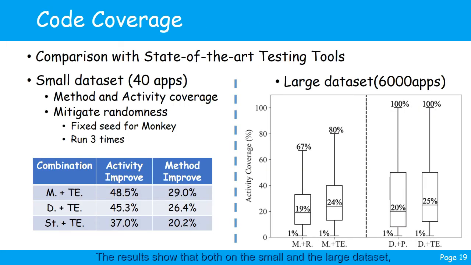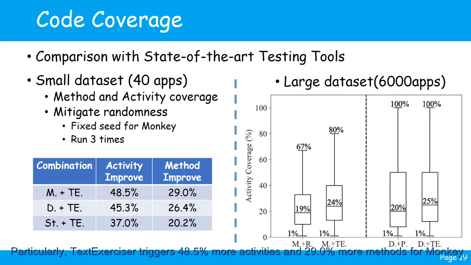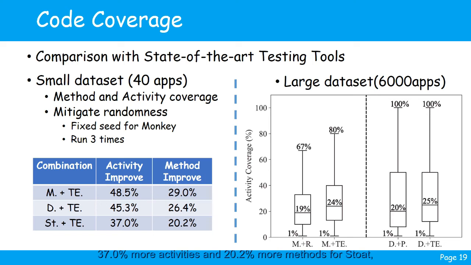The results show that both on the small and the large dataset, TextExerciser can achieve higher code coverage than state-of-the-art tools. Particularly, TextExerciser triggers 48.5% more activities and 29% more methods for Monkey, 37% more activities and 20.2% more methods for Thought, and 45.3% more activities and 26.4% more methods for Zhibo.